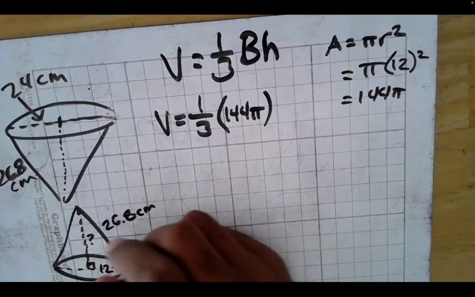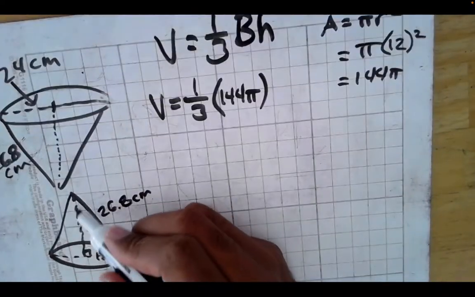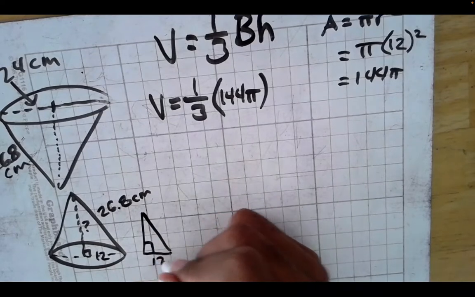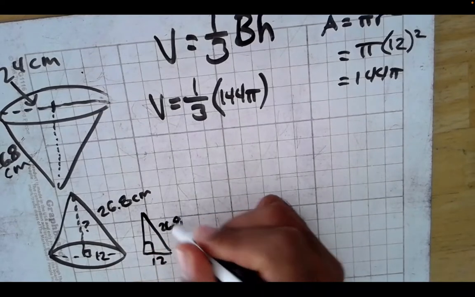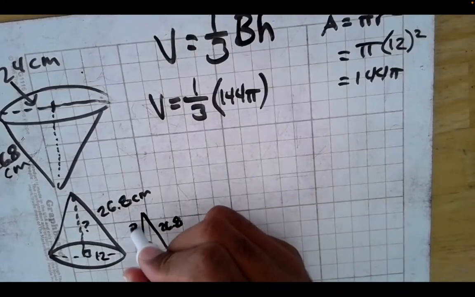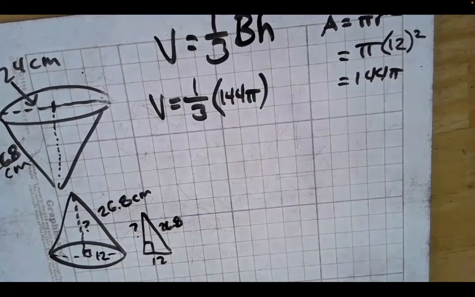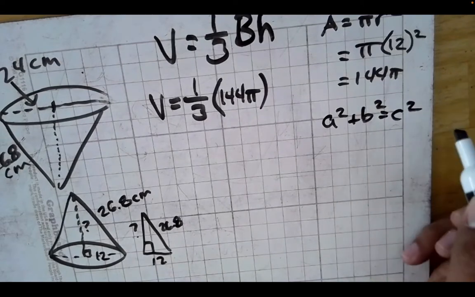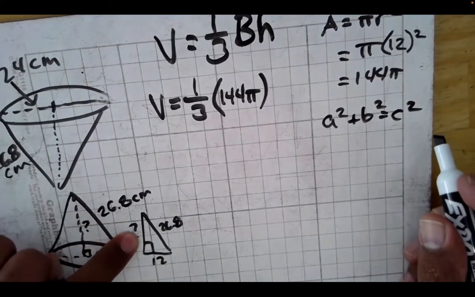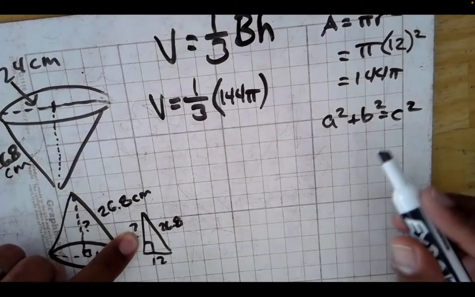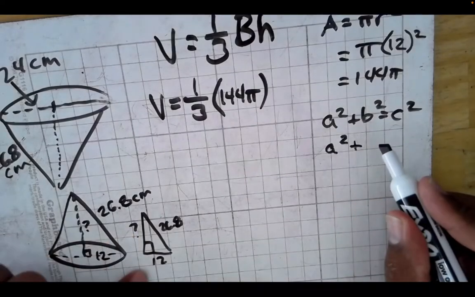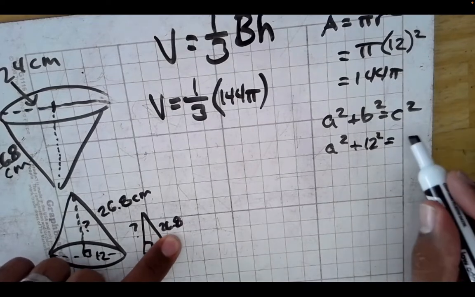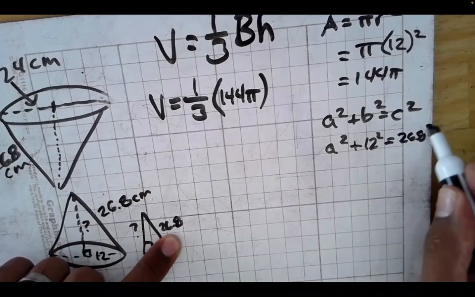And I want you guys to notice that created a little triangle right there. So it's a triangle like this, where the bottom is 12, the side, or hypotenuse, is 26.8, and we're looking for that side right there. Well, that's going to be a squared plus b squared equals c squared, the Pythagorean theorem. That side could be a or b, so I'll make that a. That's my b, 12 squared. And then the hypotenuse is always your c, so 26.8 squared.